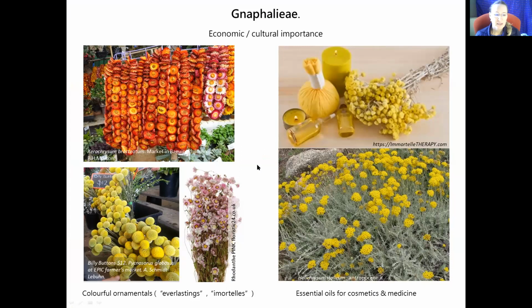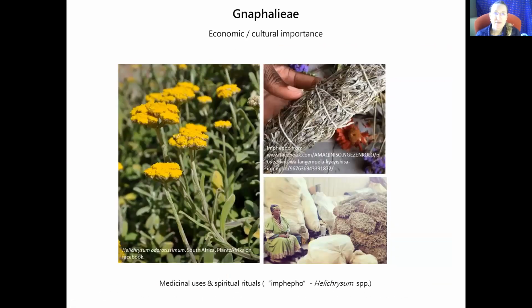Economically, Gnaphalieae are used as ornamentals. These are shown here at markets, and this is an online sales platform. But also species such as Helichrysum italicum are used for their essential oils in cosmetics and medicine. And in South Africa, this species, Helichrysum odoratissimum, and some of its close relatives, have a lot of importance in medicine and in spiritual uses, where the dried upper portions of the plants are burnt as a kind of incense, which is known as impepo.